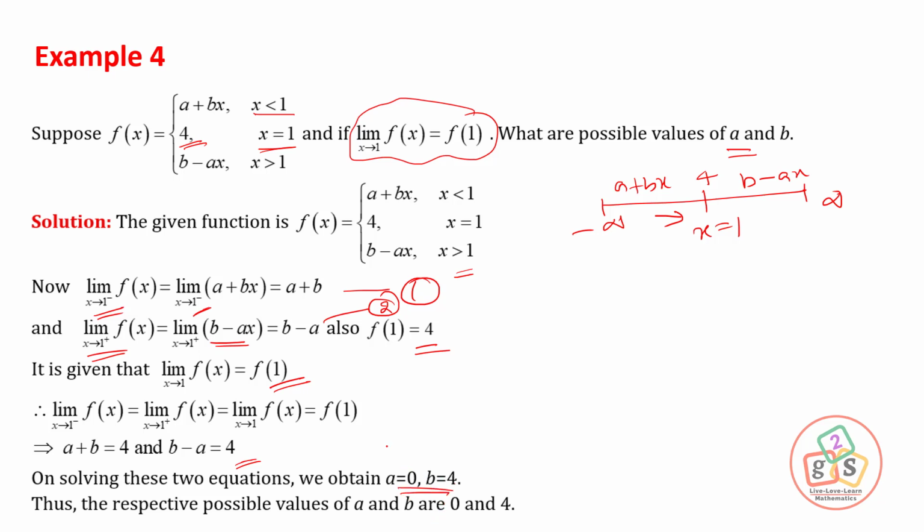So in this problem, what is the conclusion? If we put a is equal to 0 and b is equal to 4, then the function is continuous at x equals 1. So the respective possible values of a and b are 0 and 4.